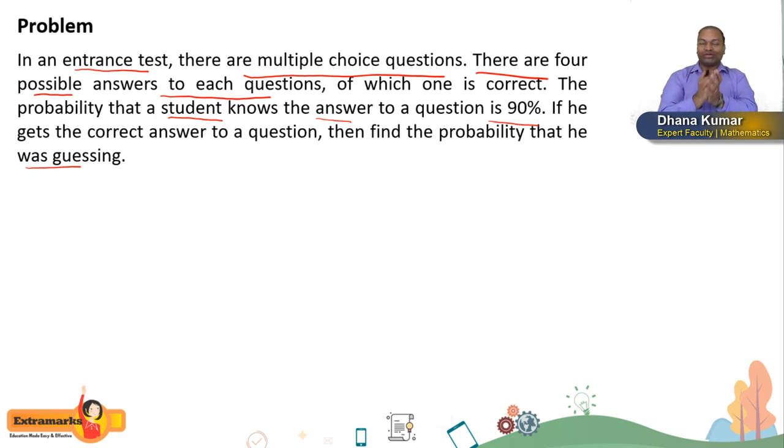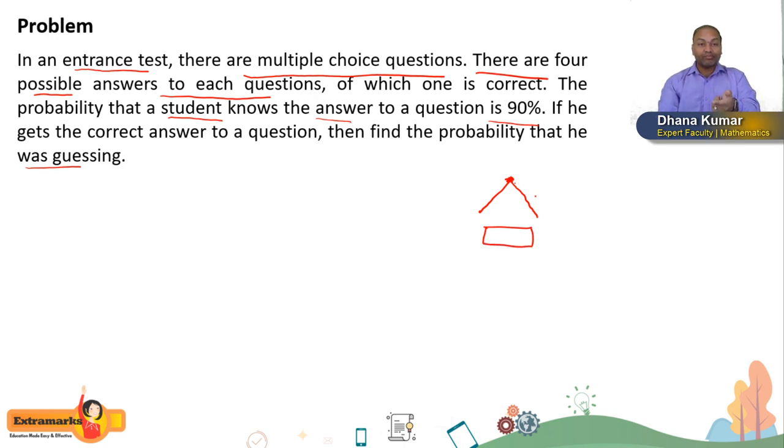Here, actually one question is there. Multiple choice questions. Okay, just you see. Here, two ways are given. One is, if he knows the answer, it is fine. Otherwise, what will he do? By guessing. He knows the answer, and this is by guessing. At the last, anyhow, the answer is correct only.